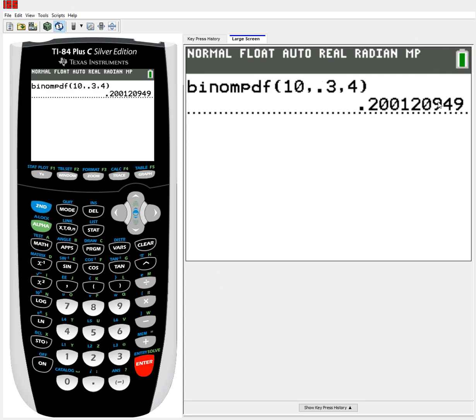This says that I have about a 20% chance of getting 4 hits in 10 at-bats if my percentage chance of getting a single hit is 0.3 or 30%. This makes a little bit of sense anyway, since this would be higher than my probability of success is normally, so this seems okay. Now, if I wanted to do cumulative, I would do the same thing.